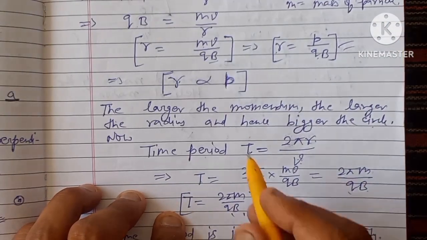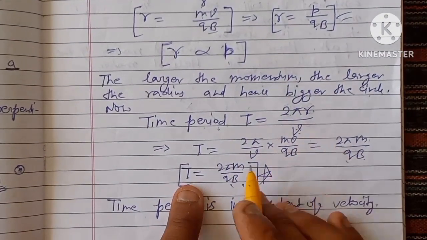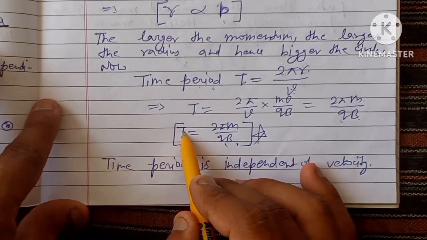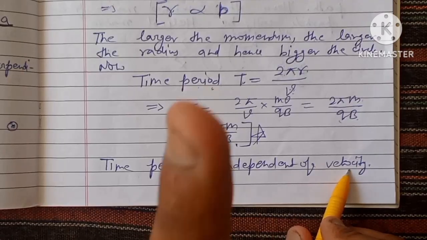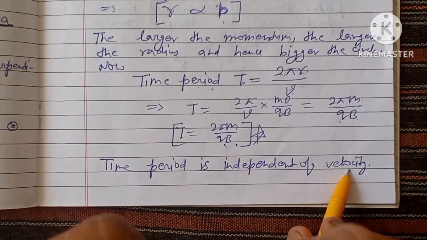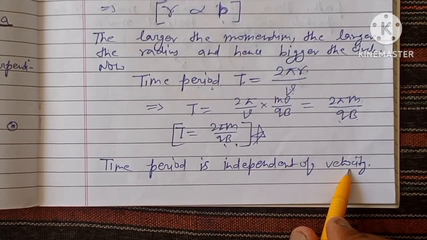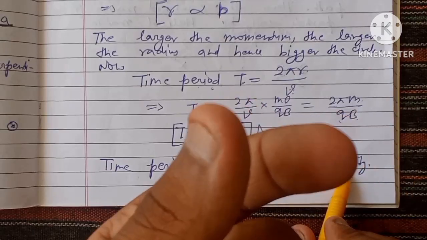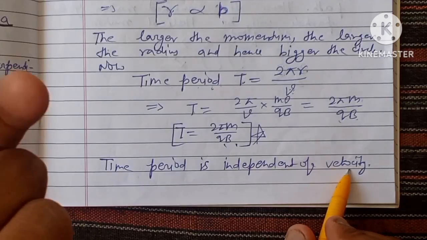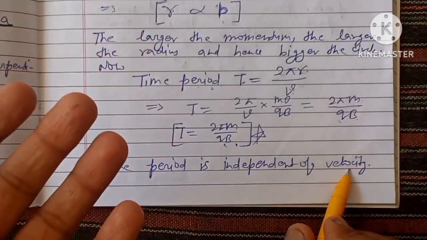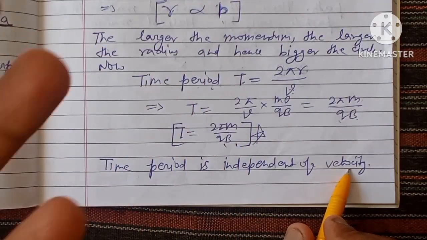Very important relation. These are very important relations. You have to keep these relations in your mind. So here clearly we can see that the time period is independent of the velocity of the particle. That is another crucial point. It means if the velocity of the particle increases, the time period remains the same. It completes one round in the same time whether its velocity is less or more. Velocity doesn't matter, it takes the same time to complete one round of this circle.